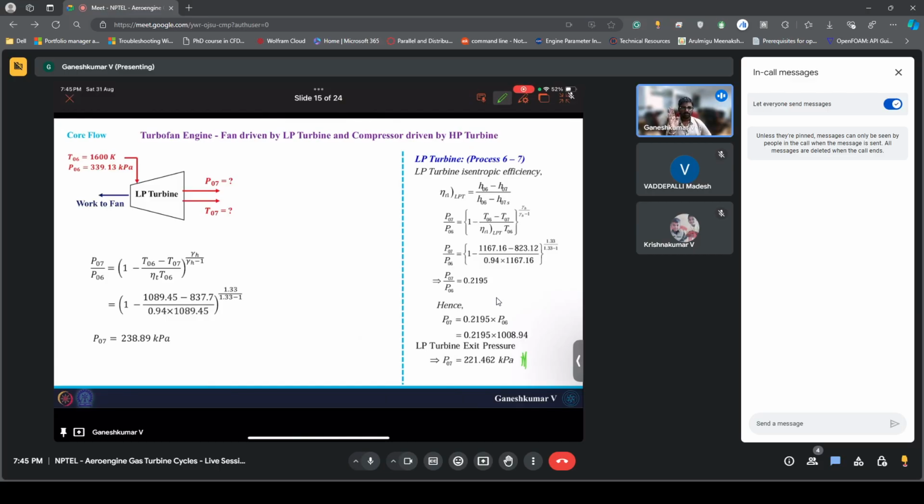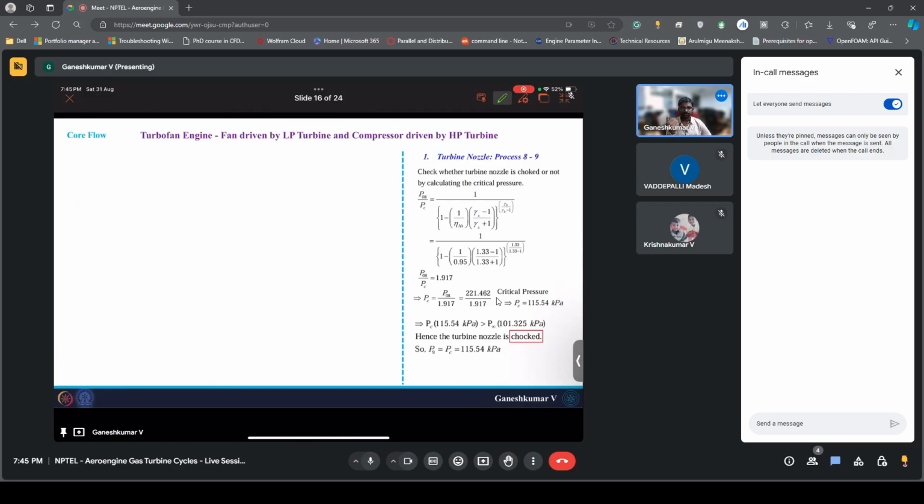So you will have some difference in your pressures. Whether it will increase or decrease, if you go through this thought process, you will know. All right, so this is the difference. You have a difference in pressure from the LP turbine exit pressure. Okay, let's go forward.